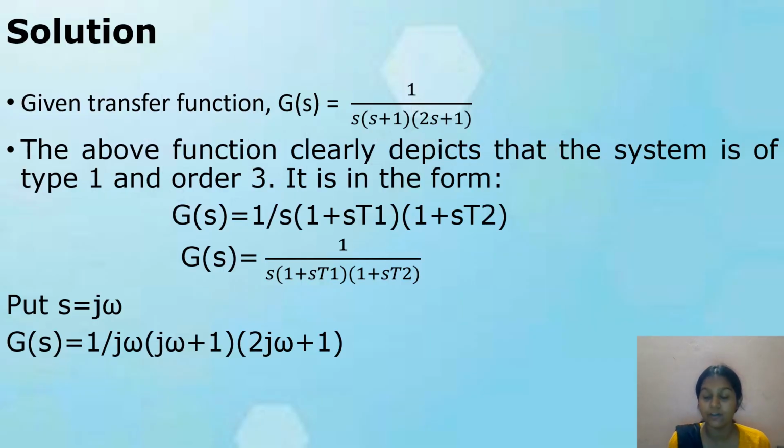Given the transfer function G(s) = 1 / (s(s+1)(2s+1)), the above function clearly depicts that the system is type 1 and order 3. We can write it as 1 / (s(1+sT1)(1+sT2)). Now we consider s = jω, so we substitute jω in place of s.